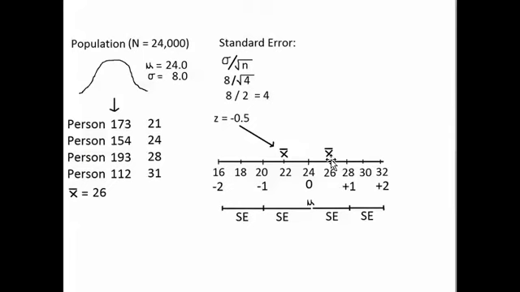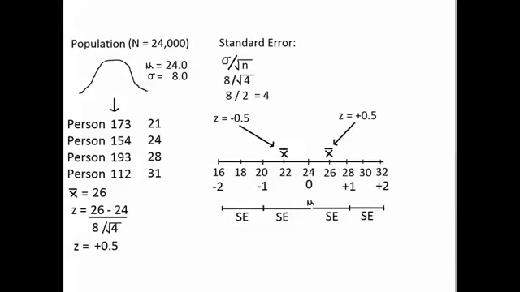Just like last time, let's use the z-score formula to make sure that the z-score is correct. This time, we're going to plug our sample mean of 26 into the formula. These other three numbers will all stay the same because the population mean is still 24, the population standard deviation is still 8, and the sample size is still 4. If we did this math right here, the answer would come out to 0.5. So our sample mean of 26 does have a z-score of 0.5.